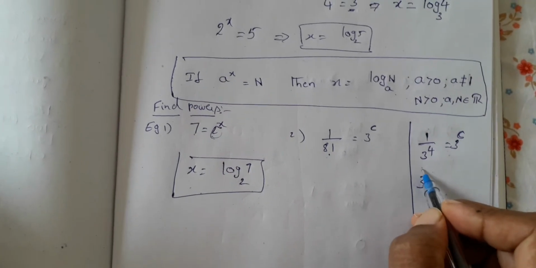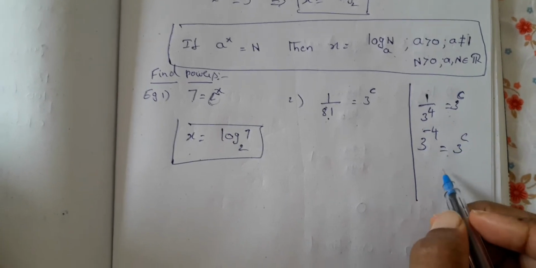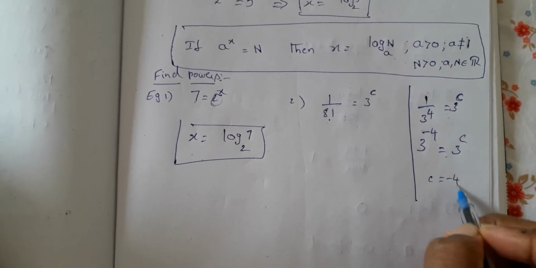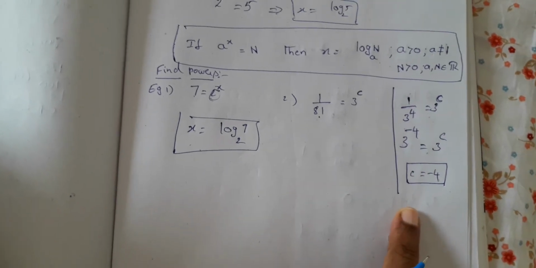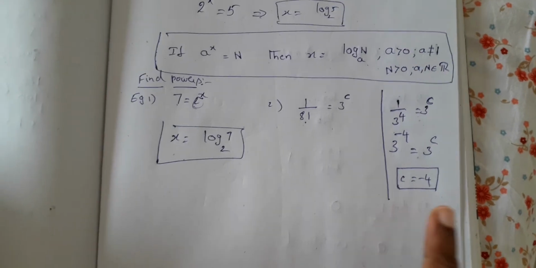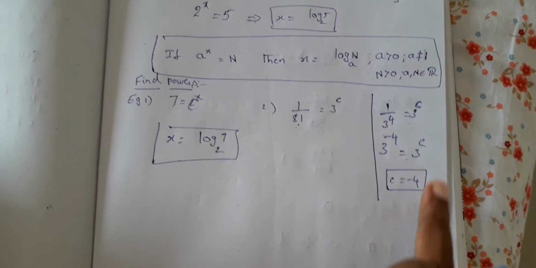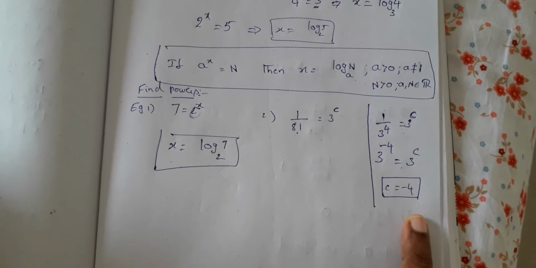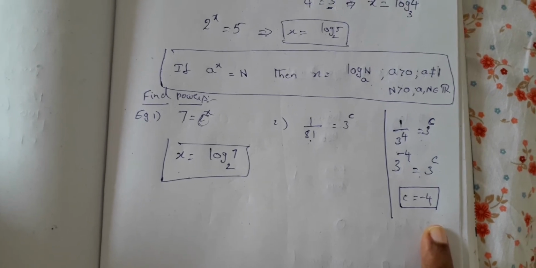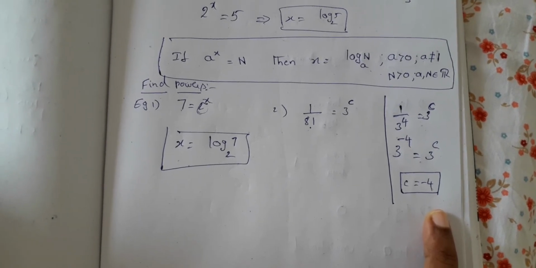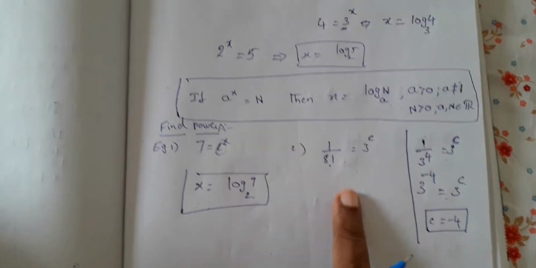Or from the rules of powers and exponents, 3 power minus 4 is equal to 3 power c, implies c is equal to minus 4. This is the normal method, where of course there is no need for the logarithm, because we can find out the value of the power directly from our previous knowledge of powers and exponents. If it has to be expressed in logarithm form, how are we going to write it?